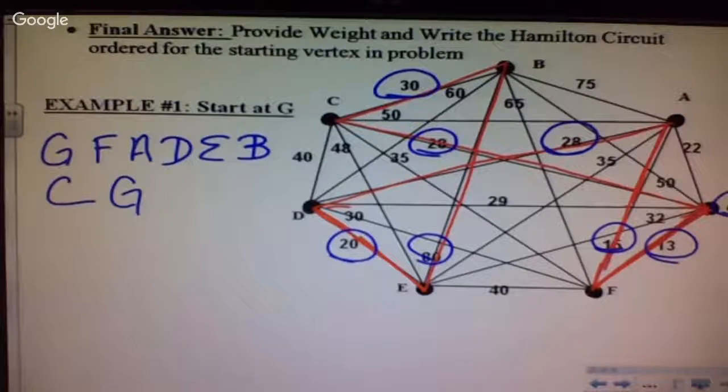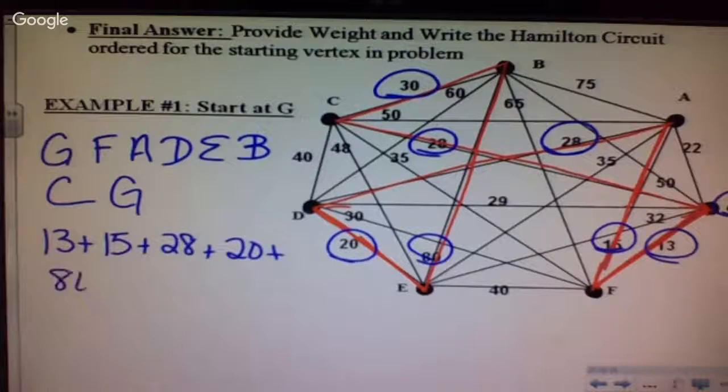So your last step now is to add up all those numbers. So we got 13 plus 15 plus 28 plus 20 plus 80 plus 30 plus 28. 214.